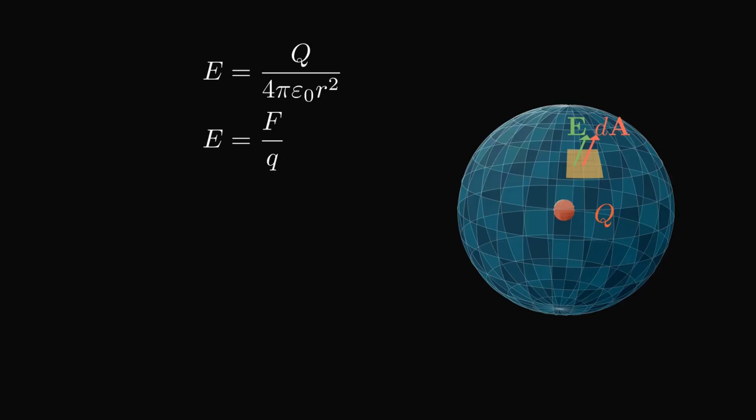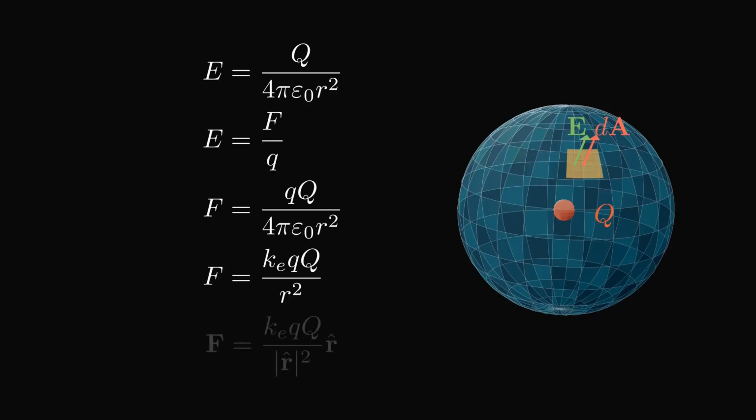If we want to know the magnitude of the force exerted on a second charge Q, we simply multiply the magnitude of the field strength by the charge of that second particle. Physicists simplify this expression by grouping the constants together. We define Coulomb's constant, Ke, as 1 over 4 pi epsilon naught. This gives us the classic force equation that you might recognize from most physics textbooks. Finally, we can get the more rigorous vector form of Coulomb's law by attaching the radial unit vector. For like charges, the resulting force vector points outward along this direction, and for unlike charges, the force points inwards, attracting them.